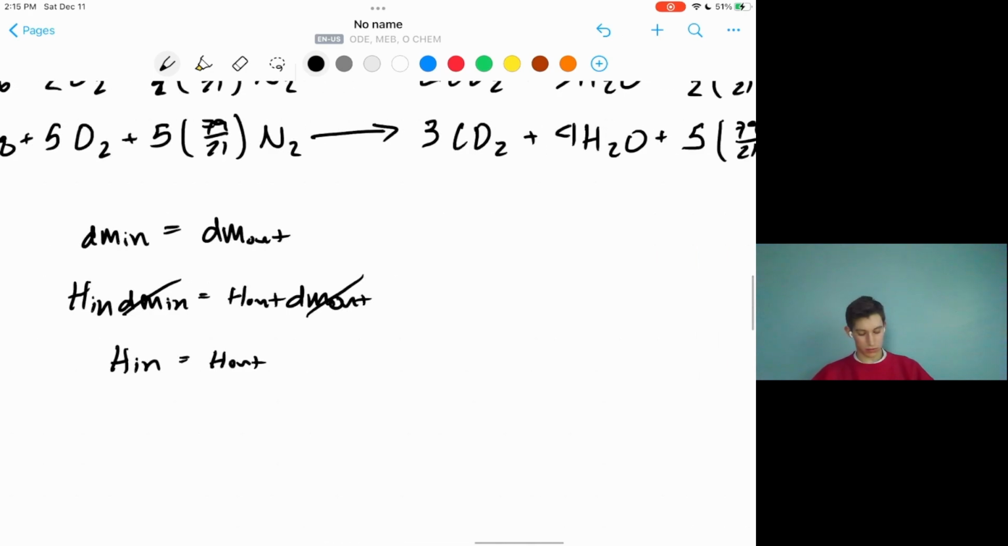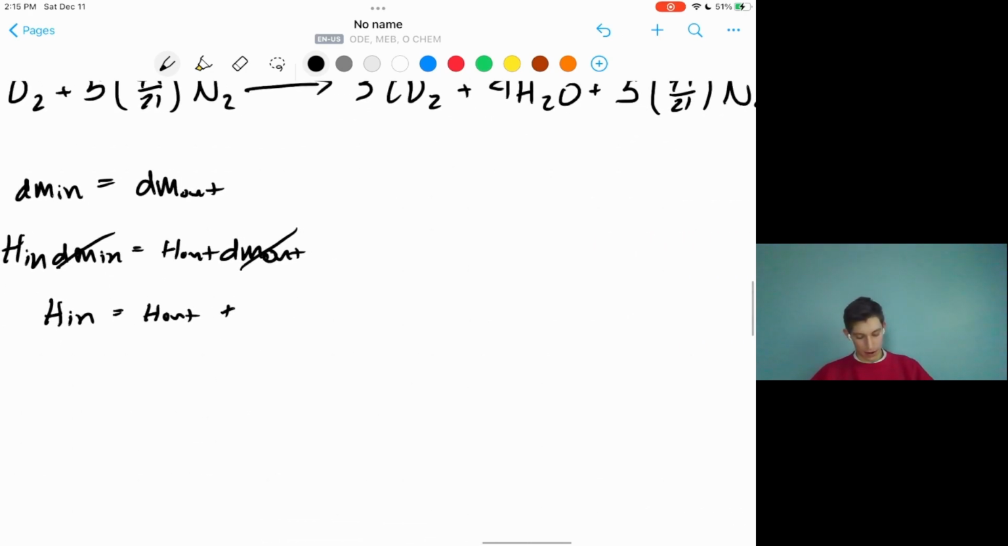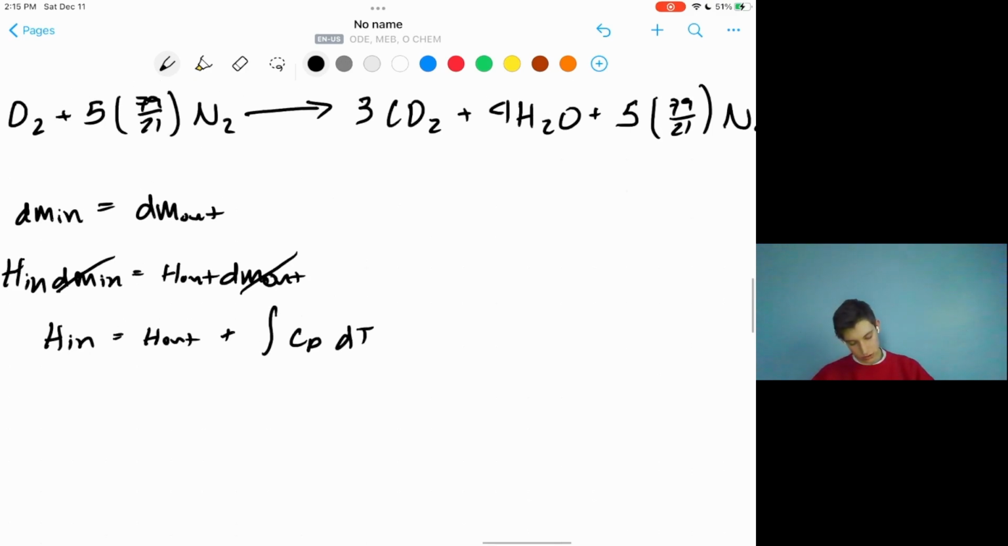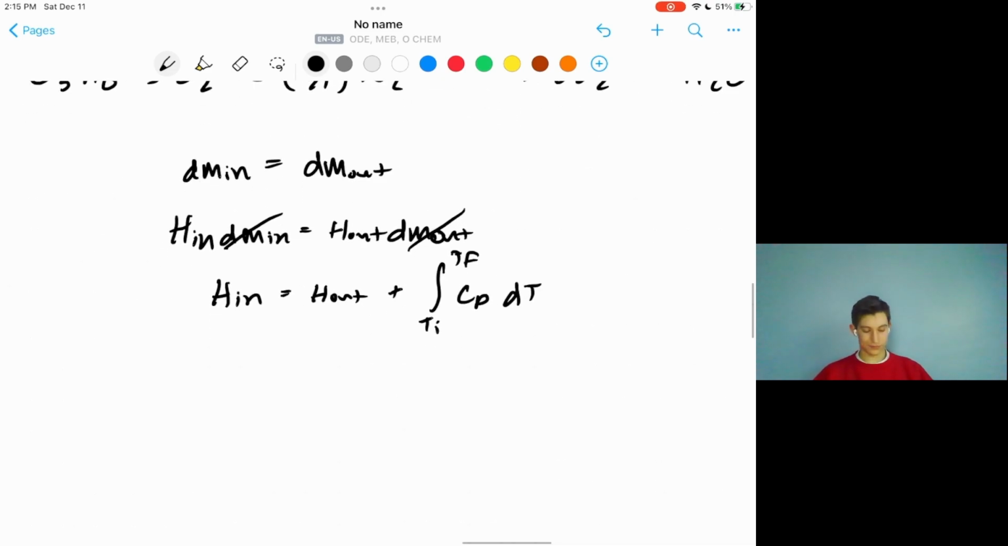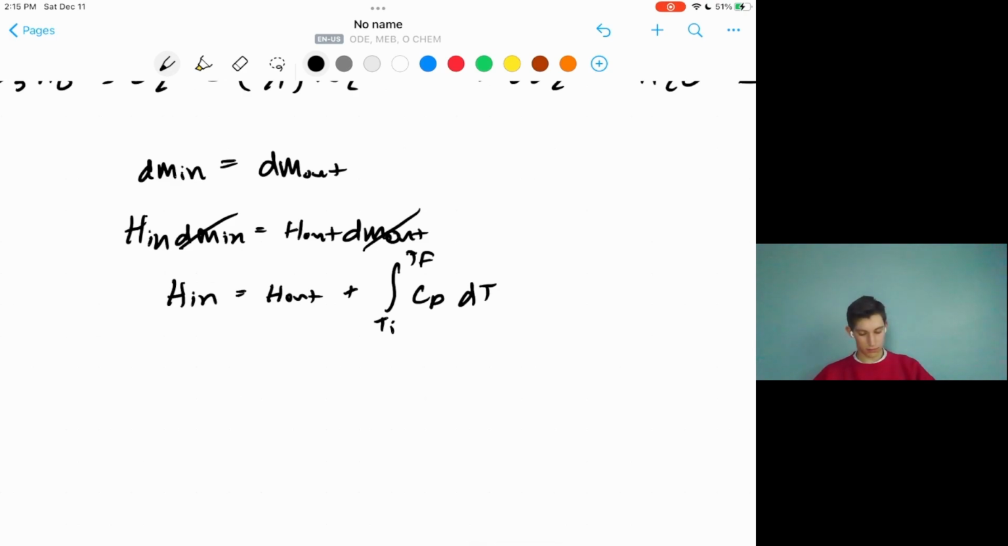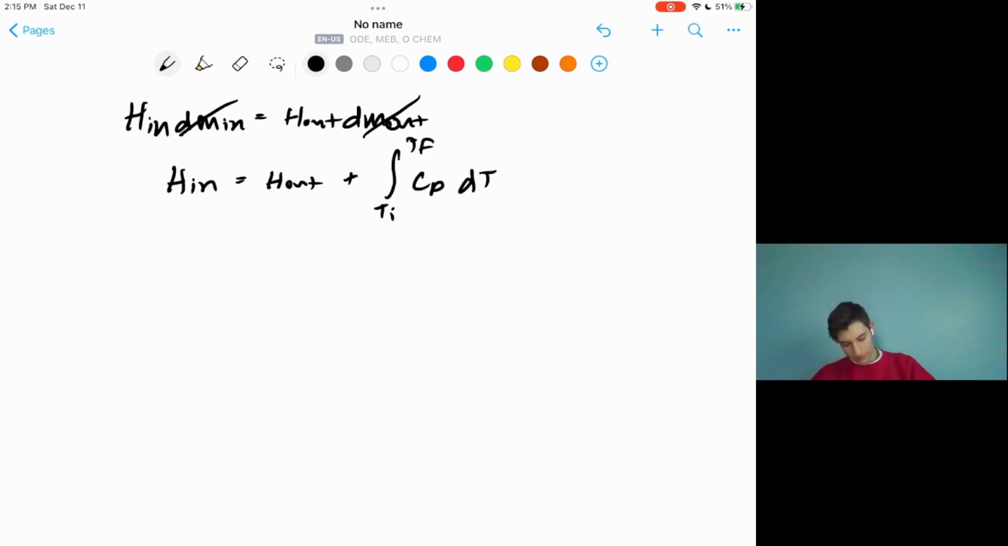So we're going to have to add the specific heat. However, again, since this is over such a great change in temperature, we're going to have to integrate this with respect to temperature from our initial to our final. And this specific heat is not constant across this great temperature change, so we're going to have to use an equation that we can look at on ChemCAD.